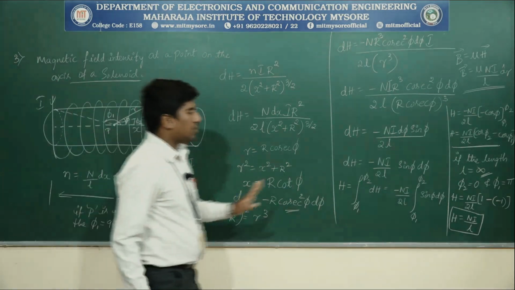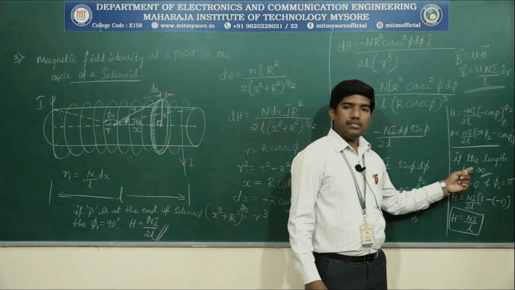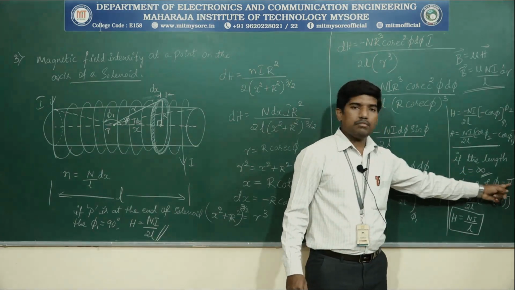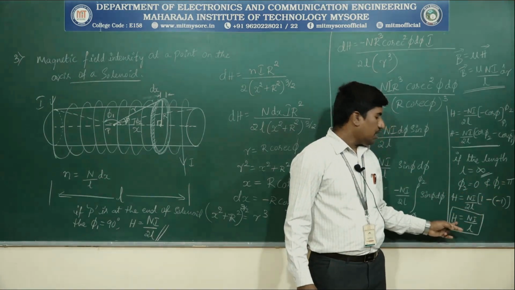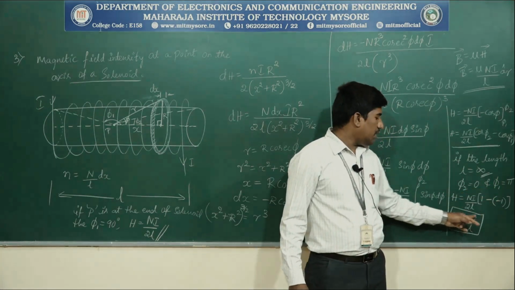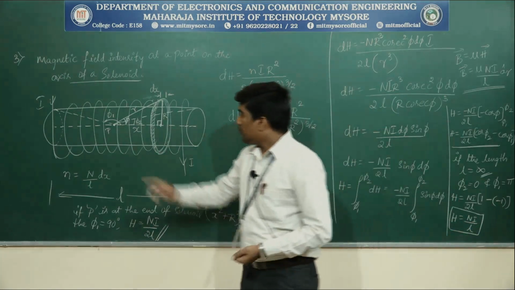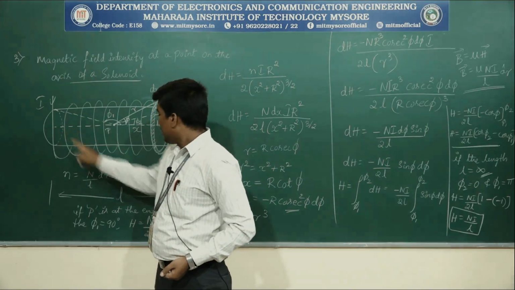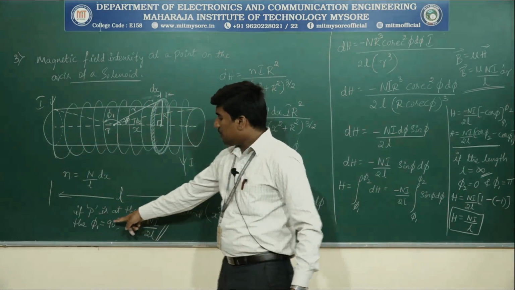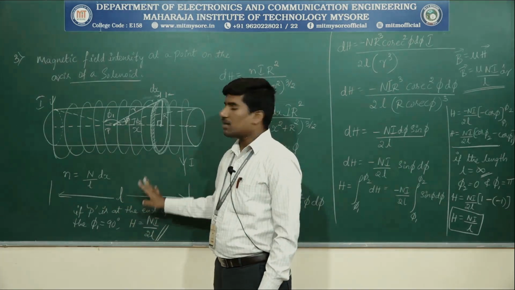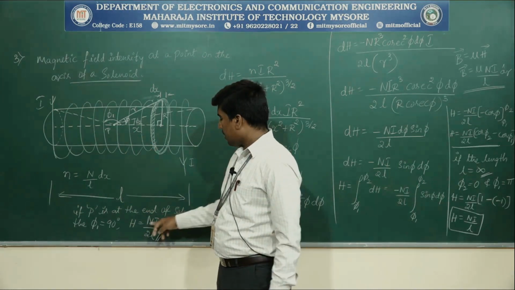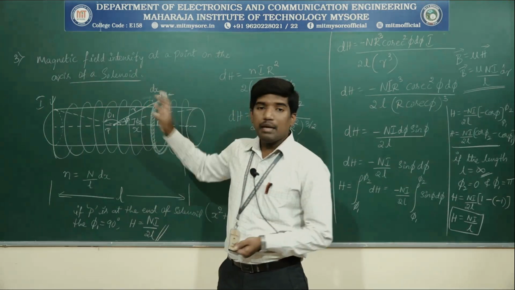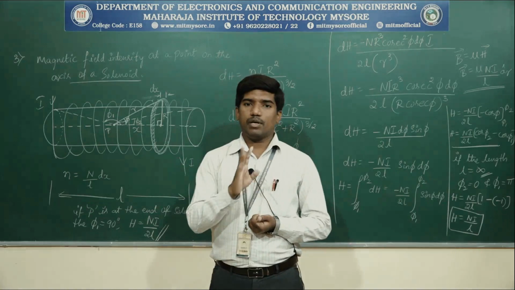There are two special cases here. When the solenoid is of infinite length, then phi 2 becomes 0 and phi 1 becomes pi. Under this circumstance, magnetic field intensity H is equal to n into I divided by L. When we move this point P to the end of this solenoid, then phi 1 becomes 90 degrees and phi 2 remains the same as 0, right? Under this circumstance, H is equal to n into I divided by 2L. So these are the three important applications of Biot Savart's law.